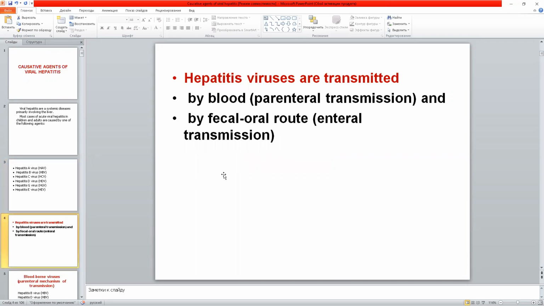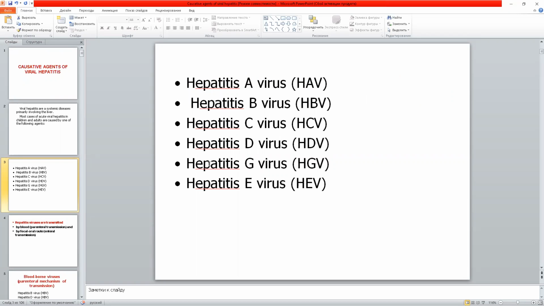Hepatitis viruses, so by the name of disease it's clear that these viruses are able to reproduce in hepatocytes, the cells of liver. Reproduction of them is going on in hepatocytes. But these hepatitis viruses differ by epidemiology, by the transmission ways and the pathogenesis of infection.